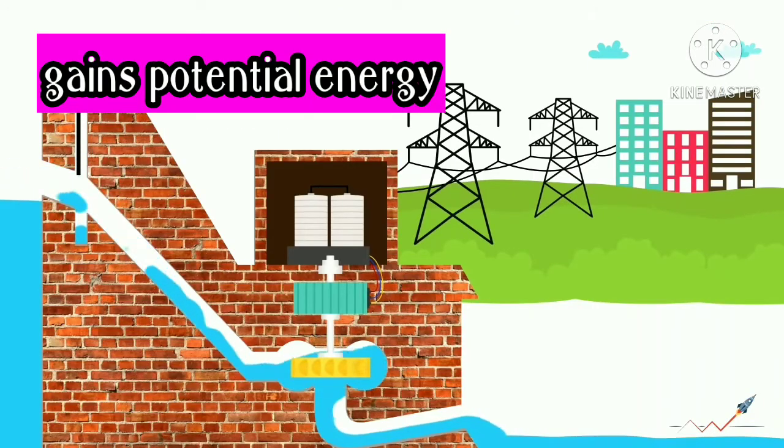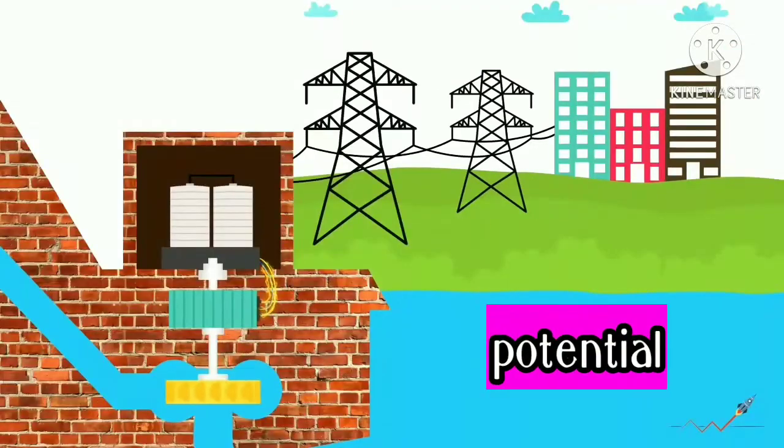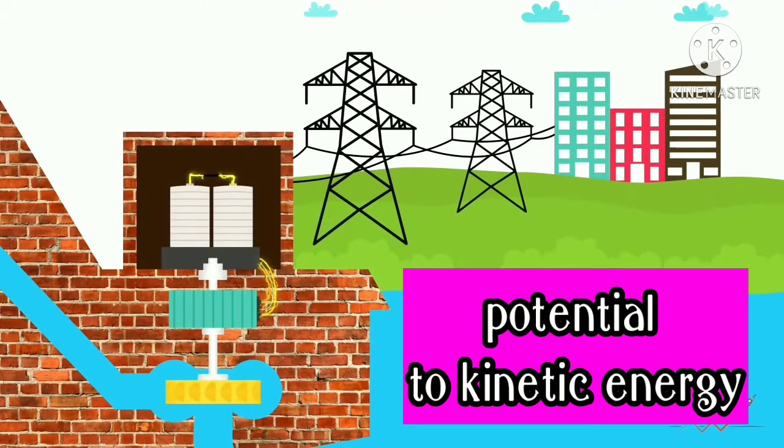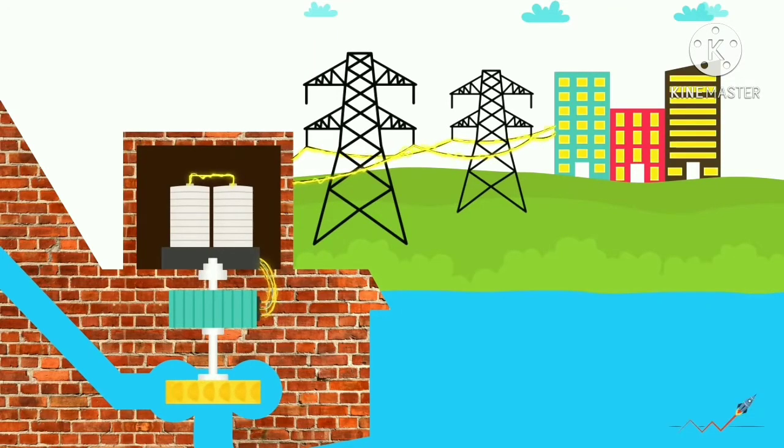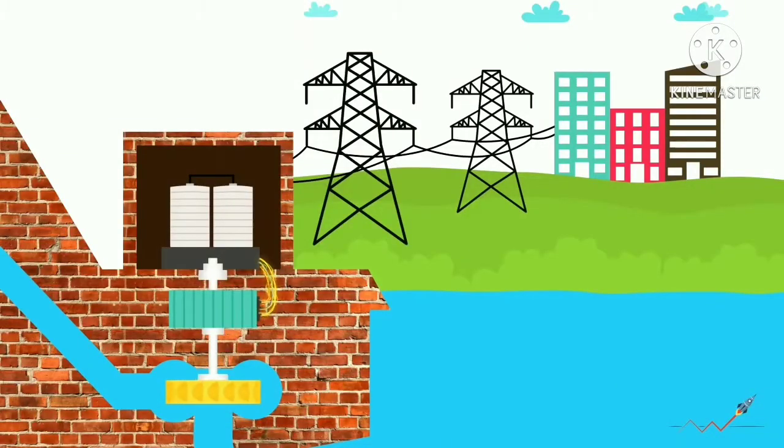Water gains potential energy just before it spills over the top of a dam or flows down a hill. The potential energy is converted into kinetic energy as water flows downhill. The water can be used to turn the blades of a turbine to generate electricity, which is distributed to the power plant's customers.